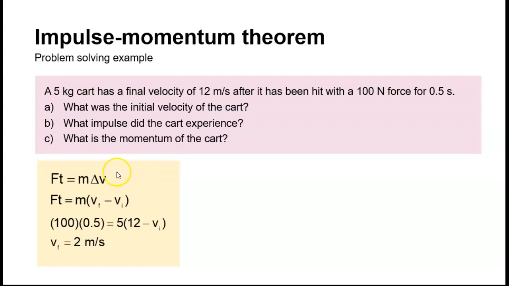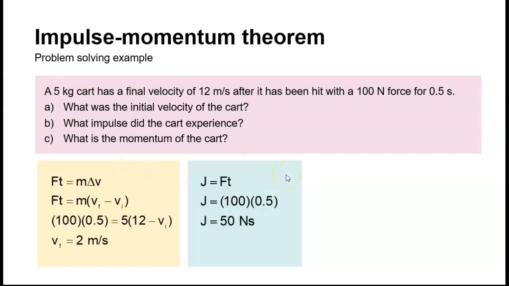Letter B says, what impulse did the cart experience? Well, impulse is force times time. So force times time, 50 Newton seconds. Letter C, what is the momentum of the cart? Well, if the impulse is 50, I know that the momentum is 50 kilogram meters per second.